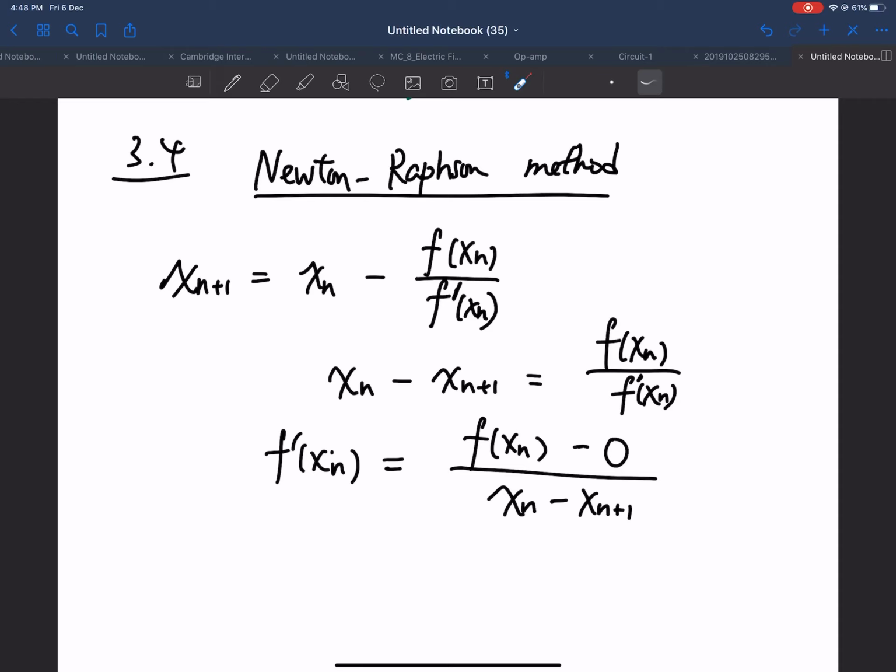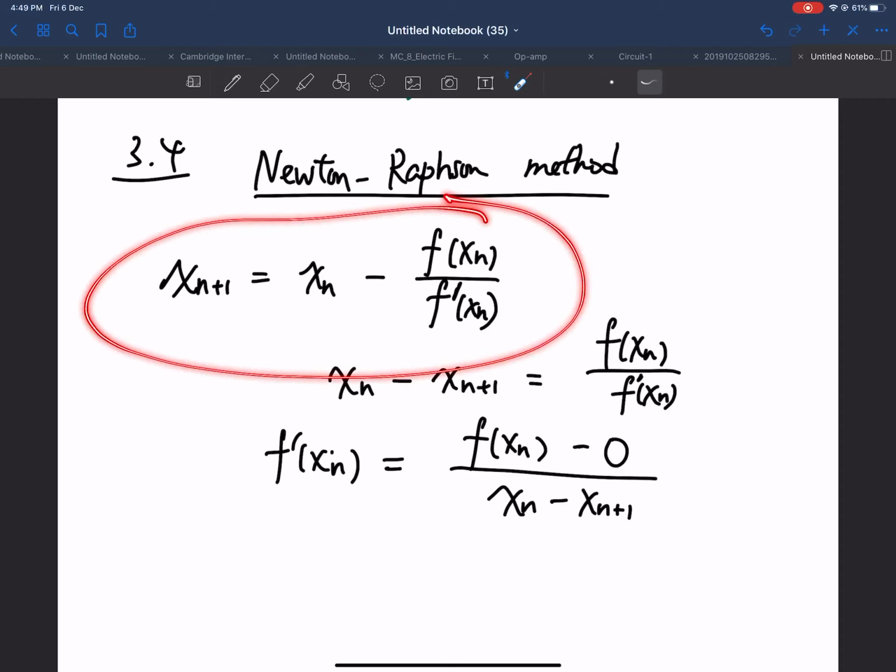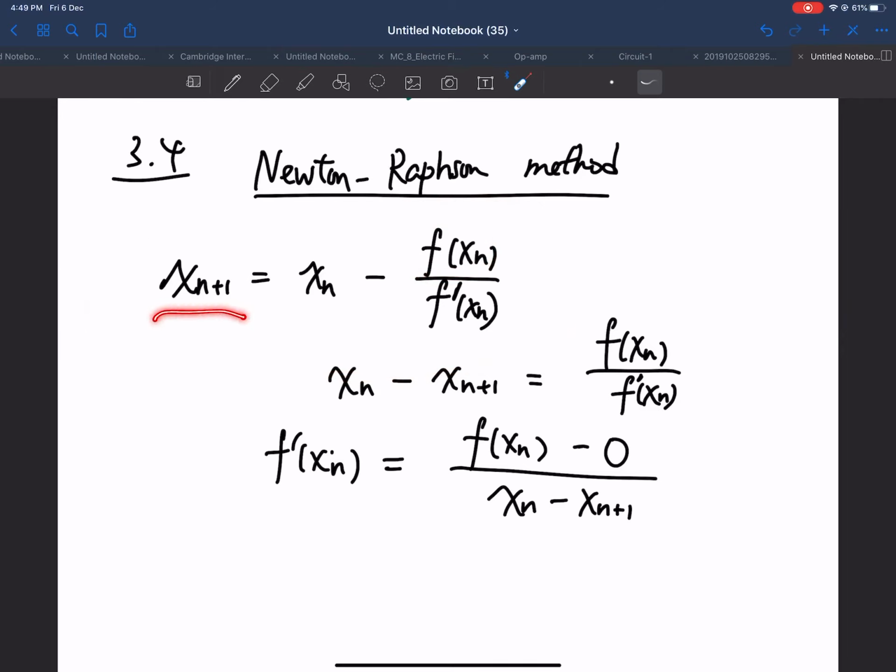f(x_n) is 0. Now you look at this formula. If f(x_n) is 0, that means x_(n+1) equals x_n. You don't need to do it again. You get the exact solution already, because if f(x_n) is 0, then x_n is already the root. So the x_n here is not perfect, it's just close to the root.